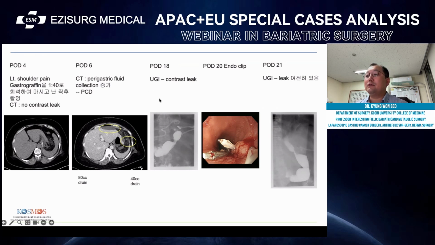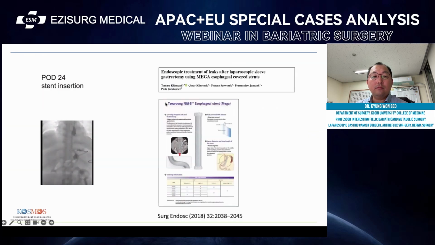Even though the upper GI was taken after endoscopic clipping, the leakage still persisted. Even though I tried various methods, I was in a situation where I couldn't find an answer. So now I have to use a stent. Unlike stents that are generally used for leakage after total gastrectomy for gastric cancer, in this case, a long stent must be used from the esophagus past the pylorus.